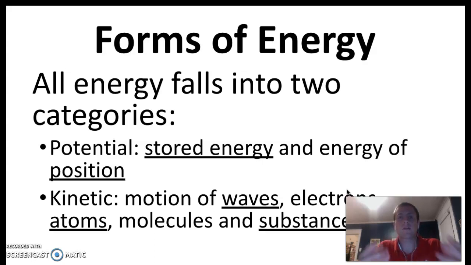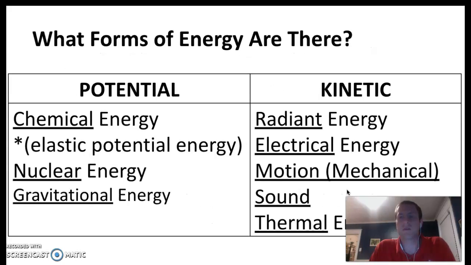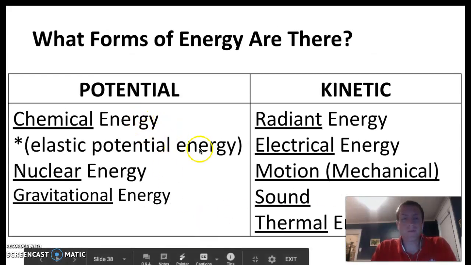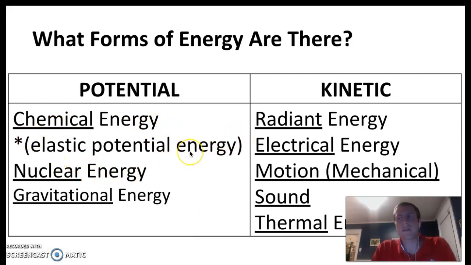And on the grander scale, we're just going to talk about it in terms of the motion of those things, like heat, which we measure with a thermometer. So the potential forms of energy, you have chemical. Part of chemical is elastic potential energy. This is like rubber bands, like I said.